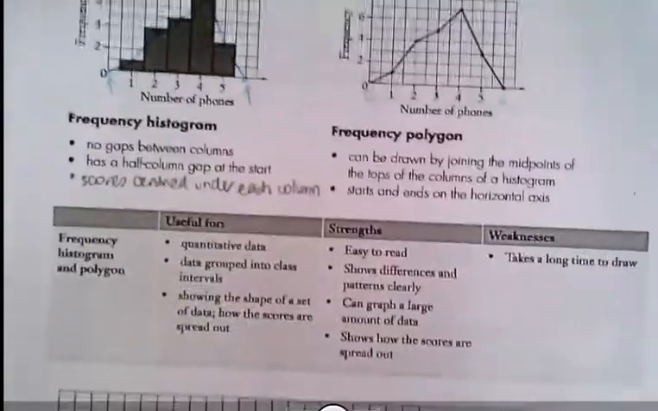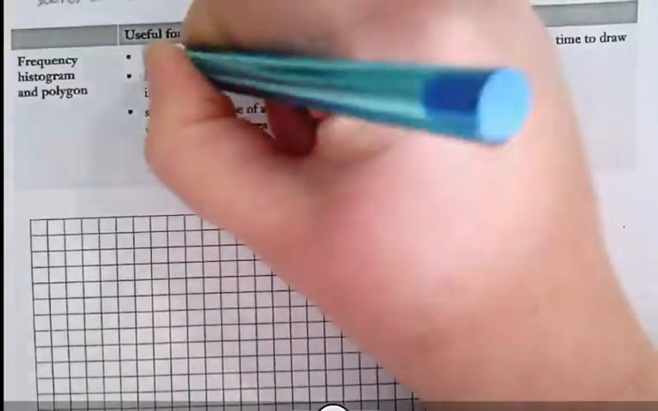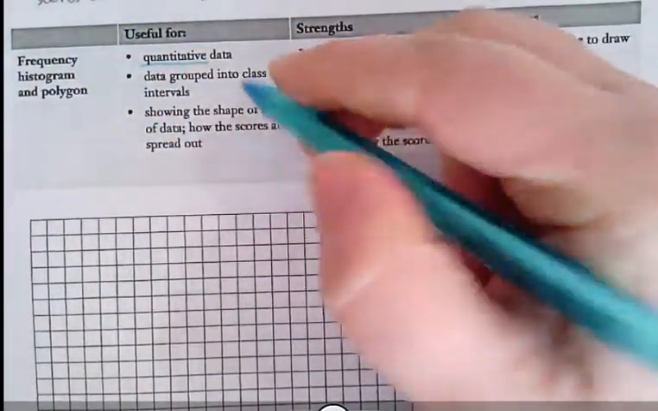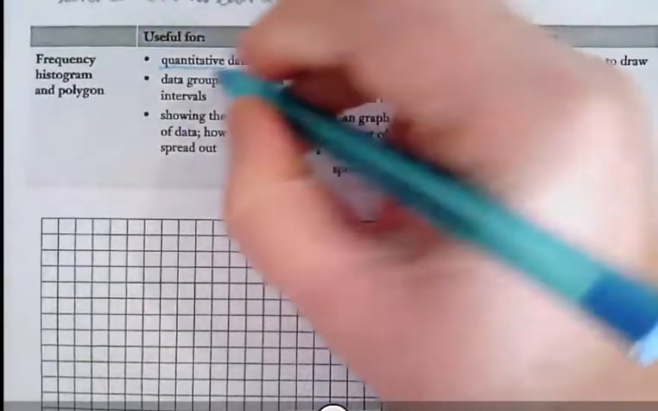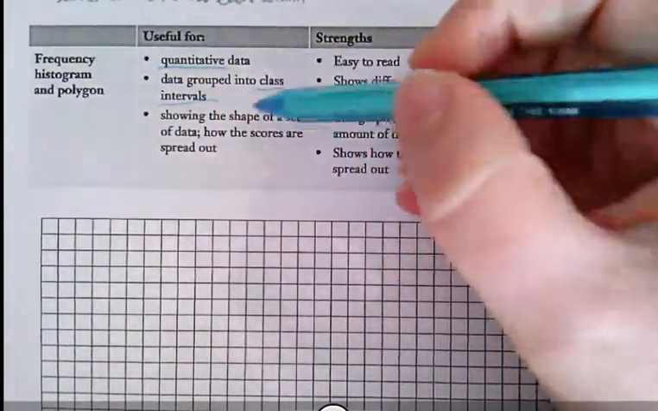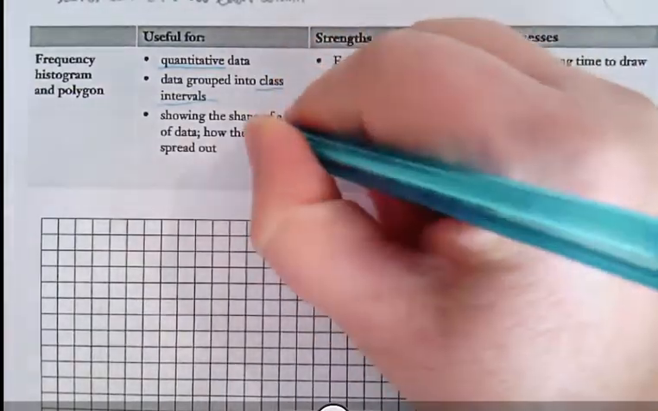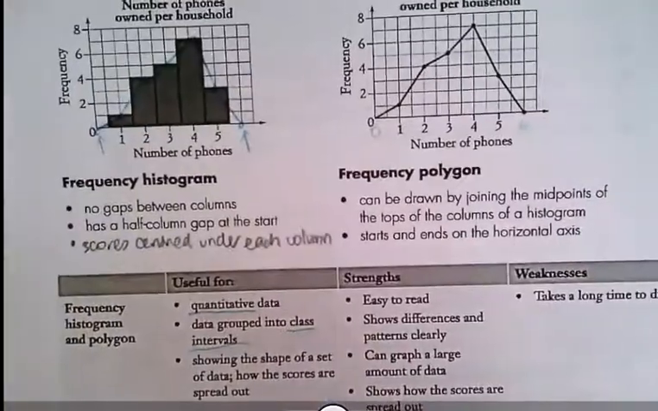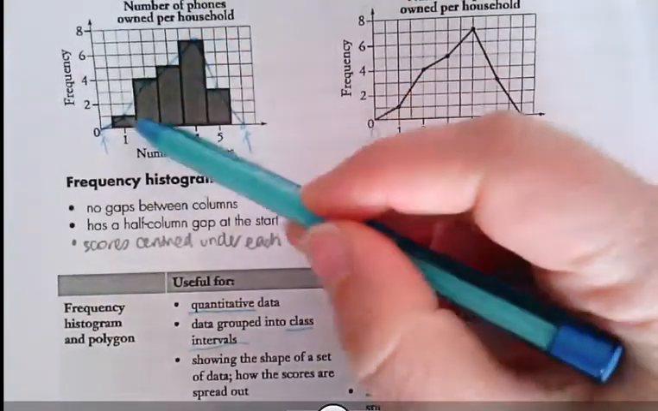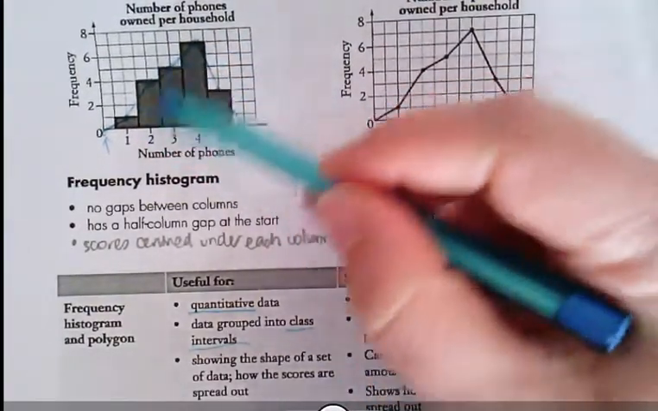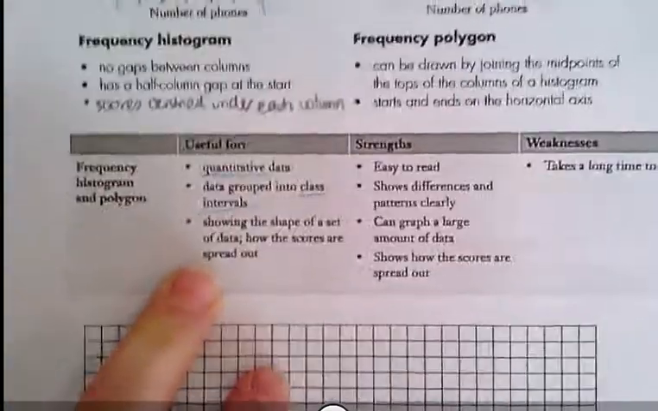Frequency histograms and polygons are useful, again, for quantitative data. You can also create a histogram and polygon for data grouped into class intervals. We'll look at that one on the next page. They're also useful for showing the shape of a set of data. We can see that 4 is the most common, that it's sort of clustered around here. It shows the shape of a set of data and how the scores are spread out.